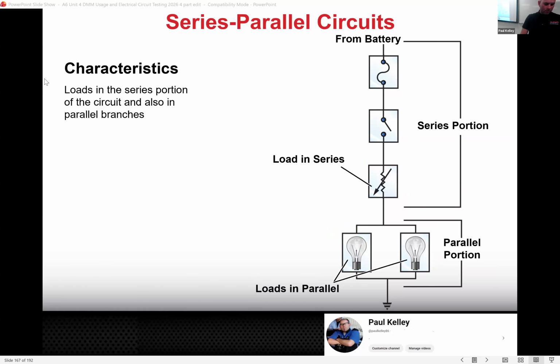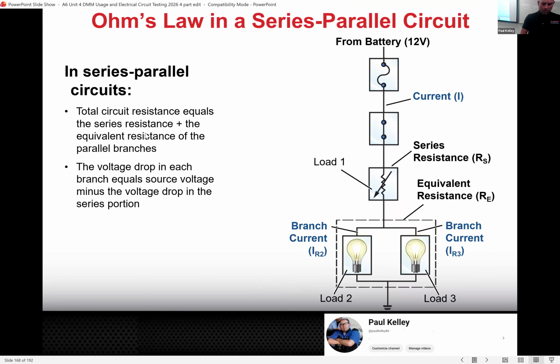It's not a real big deal. But the way we apply some of those Ohm's law calculations is slightly different. But actually, it's really just combined. You got to know series and you got to know parallel. And if you know those two, it's very minimal to understand series parallel.